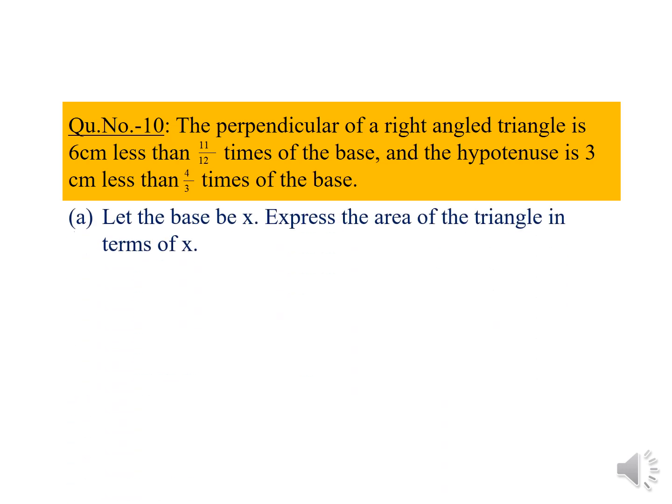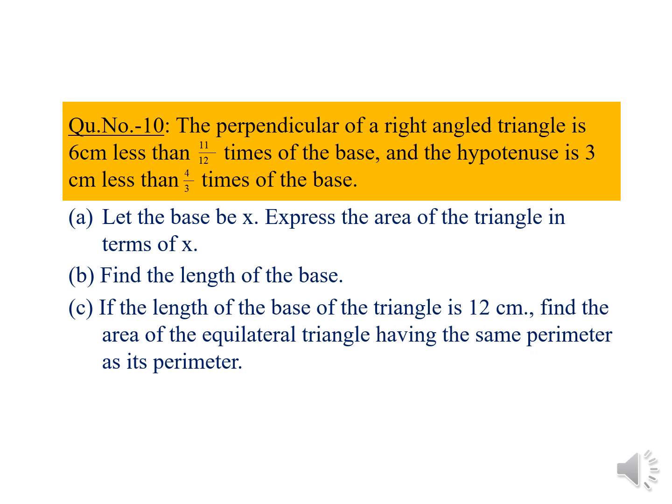Then question A is: let the base be x, express the area of the triangle in terms of x. Then question B is: find the length of the base of the right angle triangle. And question C is: if the length of the base of the triangle is 12 centimeter, then find the area of the equilateral triangle having the same perimeter as its perimeter.